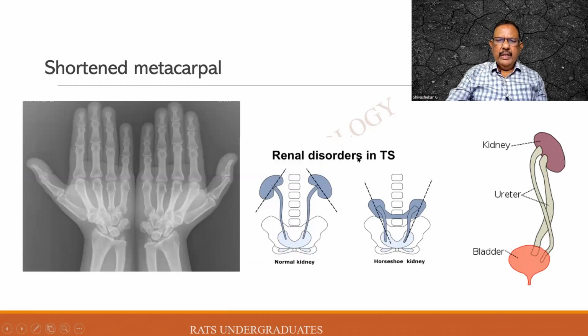So there can be a shortening of the metacarpal that is seen in this picture. Also, there can be some renal disorders. As in this case, you find that there are two kidneys on either side normally, but here they are fused together to form what is called the horseshoe kidney. Also, the ureters can be duplicated. Therefore, on one side, I find two ureters.